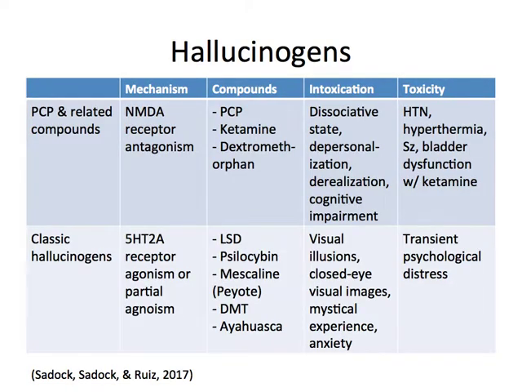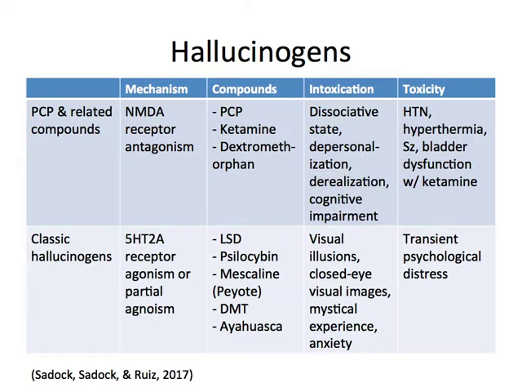Let's talk about some of the specific hallucinogens, starting with PCP and related compounds. These function by NMDA receptor antagonism, and the compounds include PCP, ketamine, and dextromethorphan. Intoxication can produce a dissociative state, depersonalization, derealization, and cognitive impairment. Toxicity can produce hypertension, hyperthermia, seizure activity, and bladder dysfunction with ketamine.